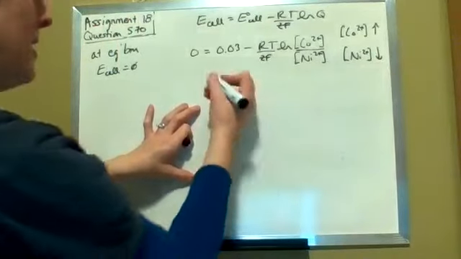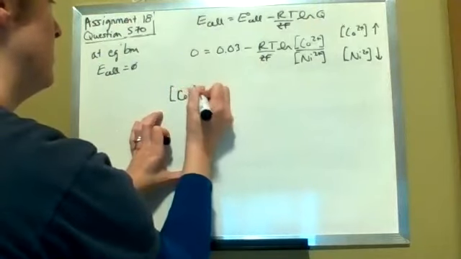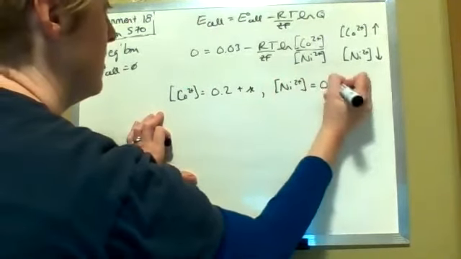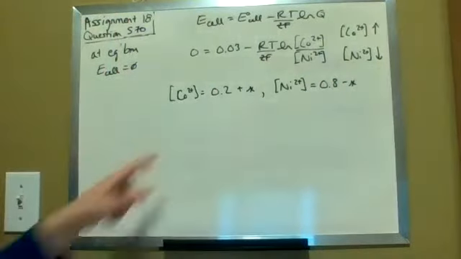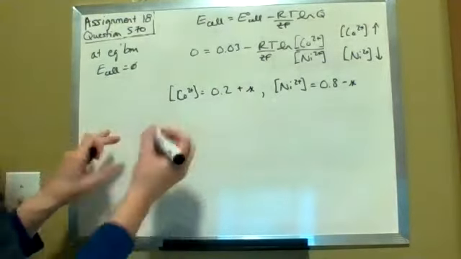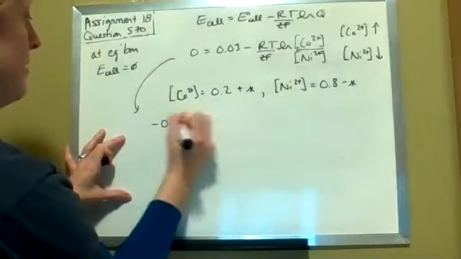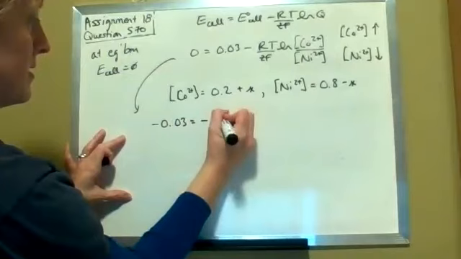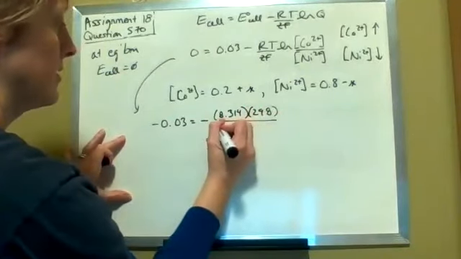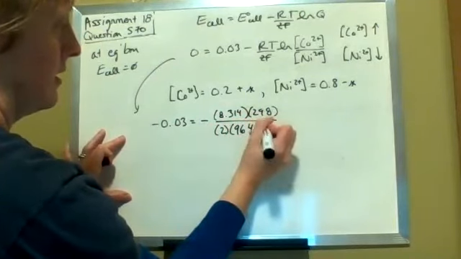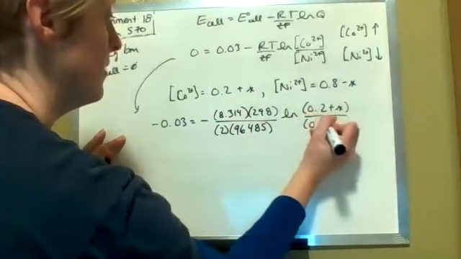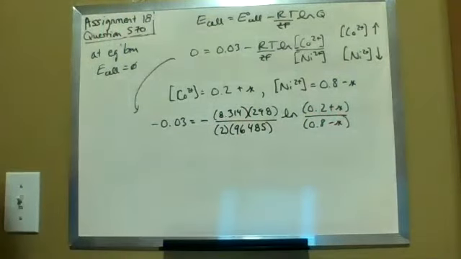So we do something similar to what we just did on B, where our cobalt 2+ is going to be 0.2 plus X, and our nickel 2+ is going to be 0.8 minus X. Just the same, because remember, for every one of these gained, one is lost over there. So you can fill everything in, and we'll do partially for you guys here. So now coming from there, we have minus 0.03 going to equal minus 8.314. I'm not going to put units in for now, but remember on your test and stuff, you have to add all of your units. That is 2.6485 coulombs per mole. And then you're going to have ln of 0.2 plus X over 0.8 minus X.